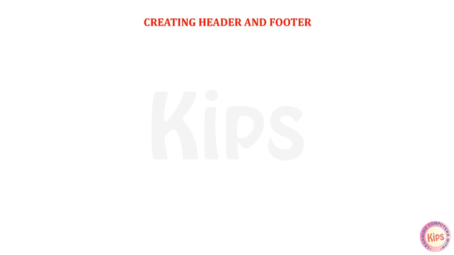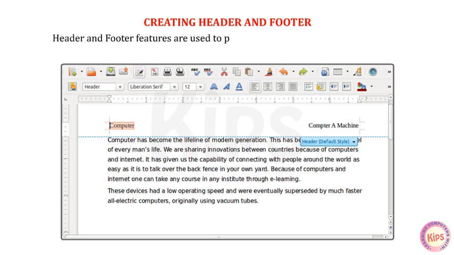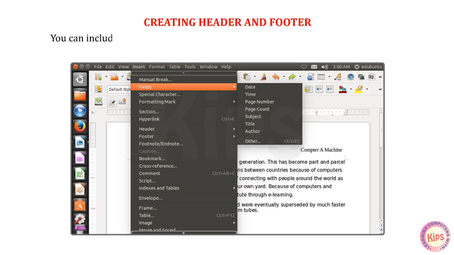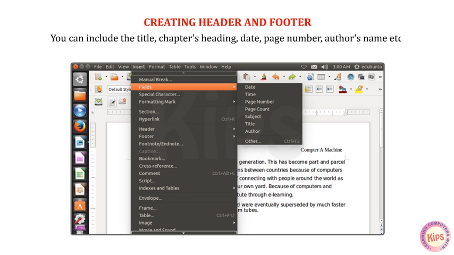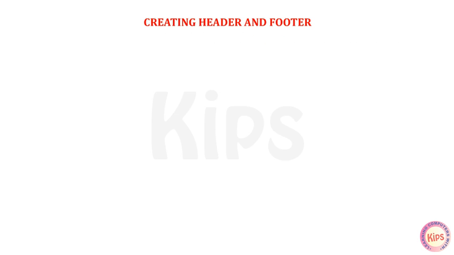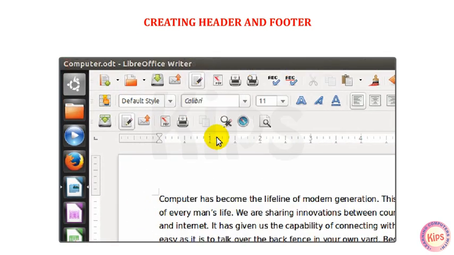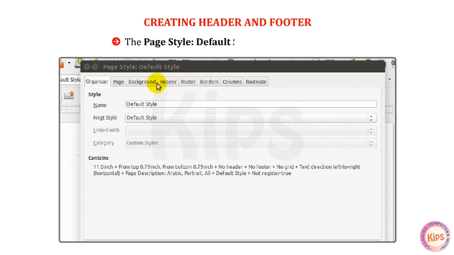Let us now talk about creating header and footer. Header and footer features are used to place some information on top and at the bottom of every page respectively. You can include the title, chapter's heading, date, page number, author's name, etc. in these sections. Select the Format menu Page option. The Page Style, Default Style dialog box appears.